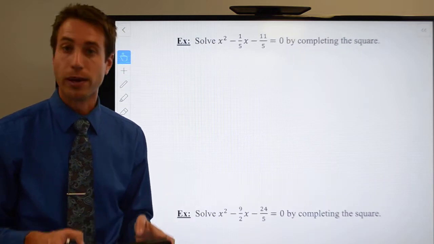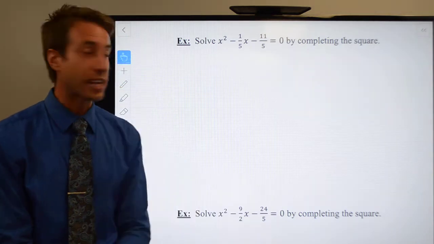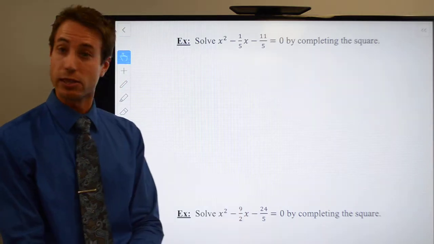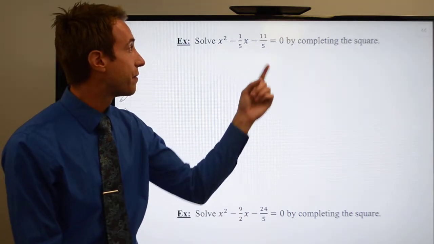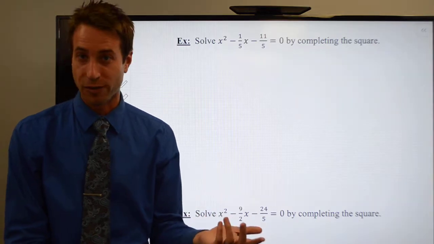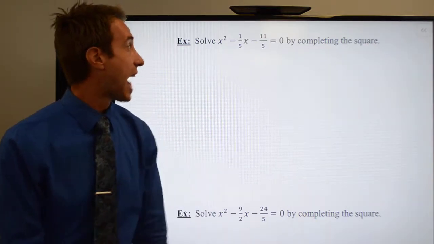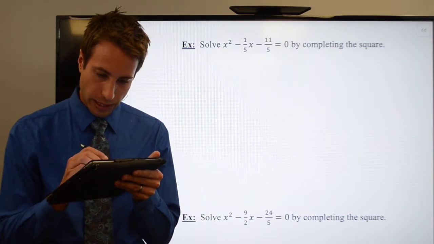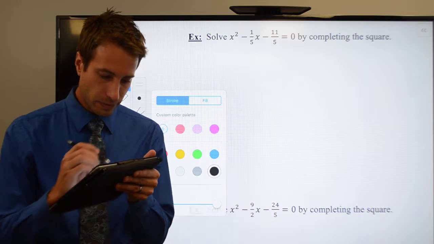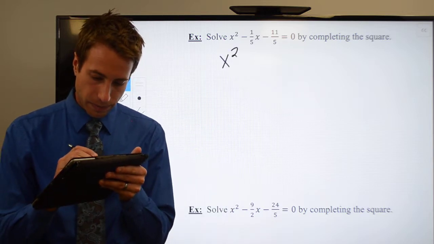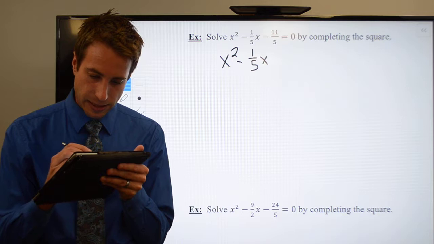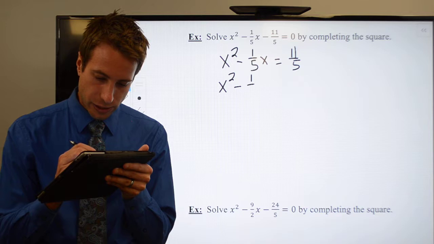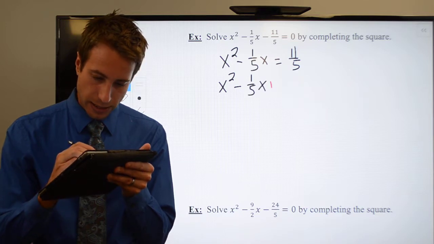Like this one. All right, so right away we see fractions, but again, this is Algebra 2. We're going to deal with fractions, so just get used to it. There's going to be a lot of them. And this 11/5, neither 11 nor 5 are a perfect square, so I know it's no good. We'll just add it to the other side and make this happen. We can do it. Here we go. X squared minus 1/5 x is equal to 11/5. We're going to add b squared over 4 to both sides.